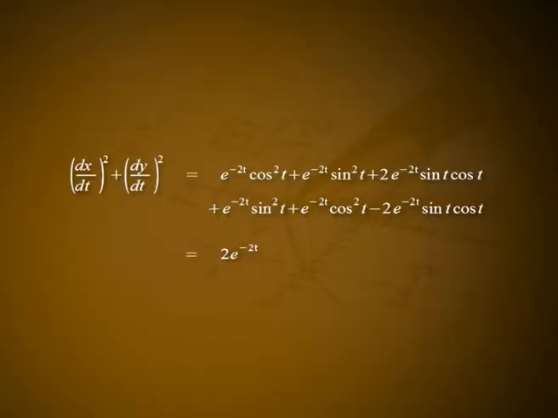(dx/dt)² + (dy/dt)² = e^(−2t) cos² t + e^(−2t) sin² t + 2e^(−2t) sin t cos t + e^(−2t) sin² t + e^(−2t) cos² t − 2e^(−2t) sin t cos t, which is equal to 2e^(−2t).